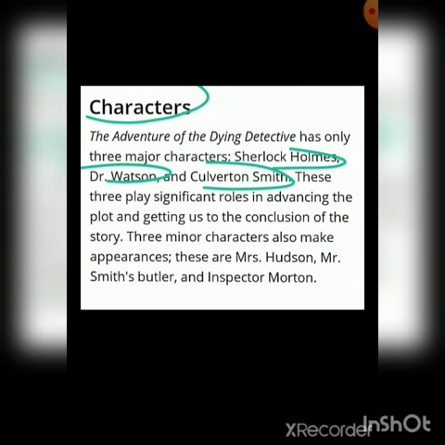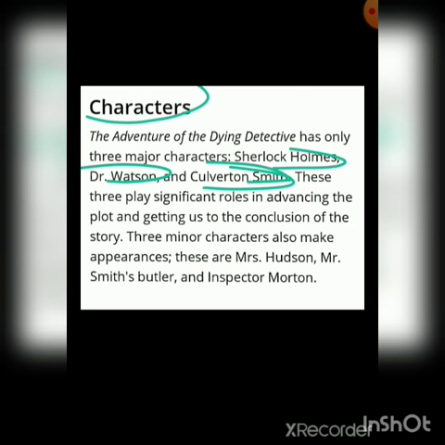Okay, who's Sherlock Holmes? Sherlock Holmes is a detective who is on a case, searching for and finding out the villain, the killer, the murderer. Culverton Smith was the murderer of his nephew, and he has also sent a deadly diseased package to Sherlock Holmes, right, so that he could die as well.